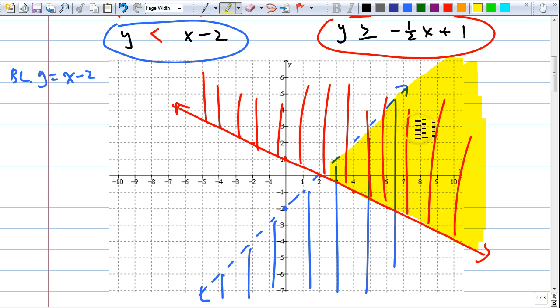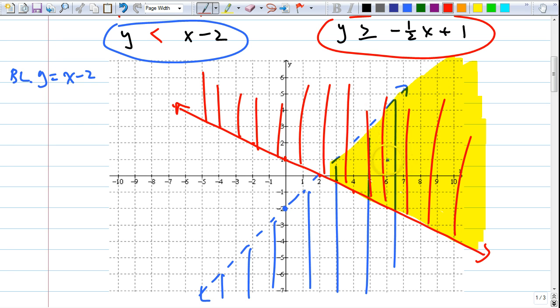Infinitely many. For example, 7, 1. Do you see my 7, 1 right here, that point? Is that a solution to the system? Is that part of my solution? What about 8, 3? Is that a solution? How many solutions are there in this region? Infinitely many.